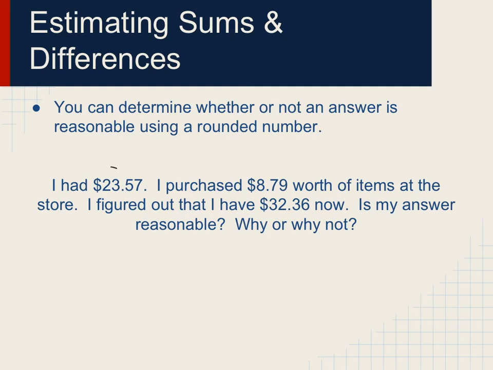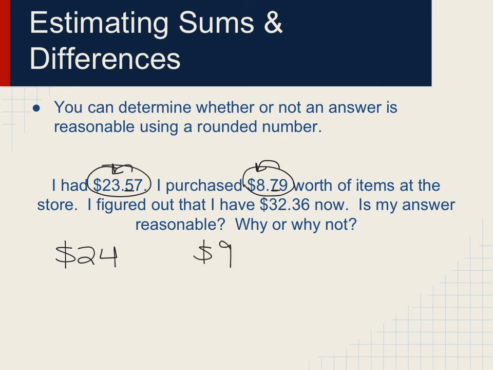Well, the first thing I notice is that I had $23.57. If I round that amount to the nearest whole dollar, I would look at the tenths place to tell me what to do. A 5 is in between 5 through 9, so it's going to tell the whole number to go up. 23 would then go up to 24. I purchased $8.79 worth of items. If I round this to the nearest whole number, I would look at the tenths place, since it's to the right of the whole number. A 7 falls between 5 through 9, so it's going to tell the 8 to go up. So I purchased $9 worth of items.